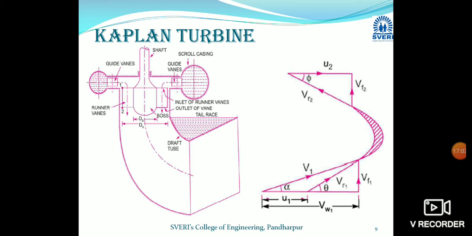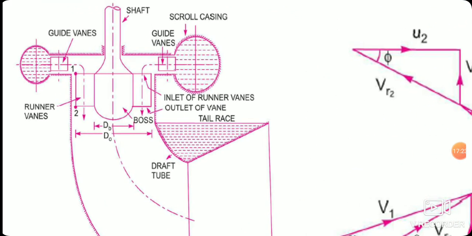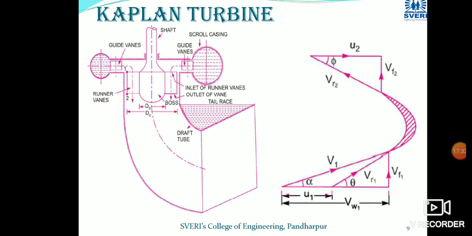If the blades are fixed ones, as I told already in the previous lecture, that turbine is called as propeller turbine, and if the blades are adjustable, then that turbine is called Kaplan turbine. For that hub, two diameters are important. One is the inner diameter of that particular hub, DB, diameter of boss, and DO, outer diameter of that particular runner. So these two diameters are important, and for this also velocity triangle is similar to that of Francis turbine.